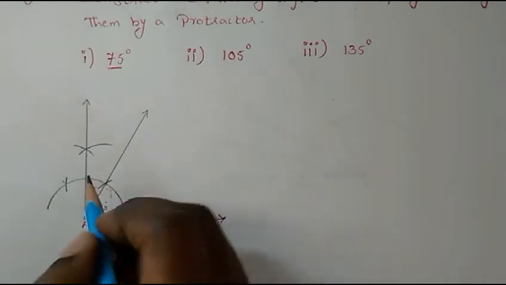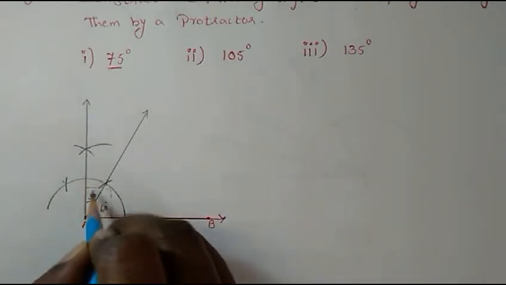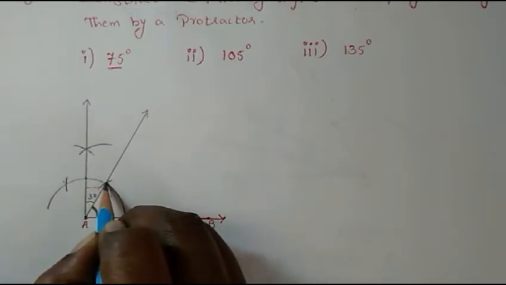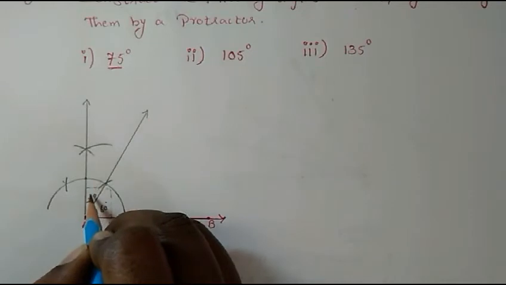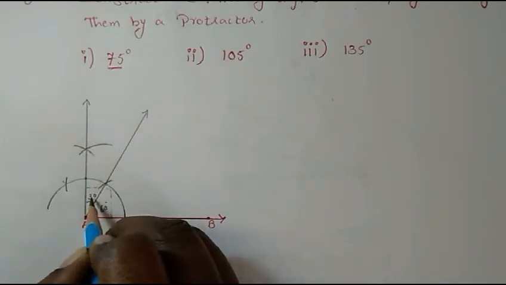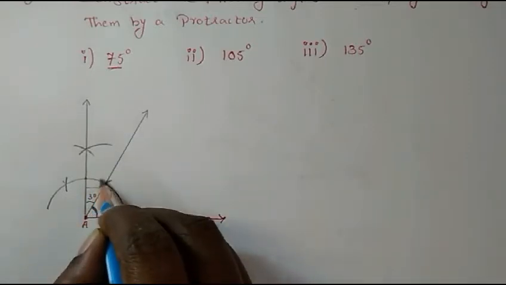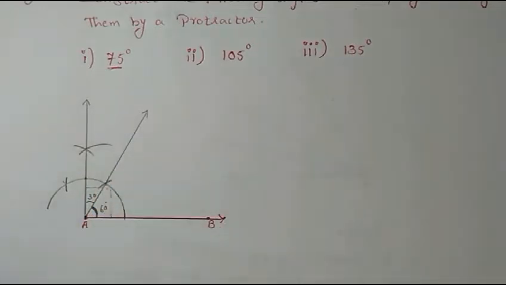Now you see, if I divide this 30, keeping these two points as a center, equally when I divide this angle, this 30 will become equally half. That means I'll get 15 and 15. So 60 plus 15 together will give us 75 degree.